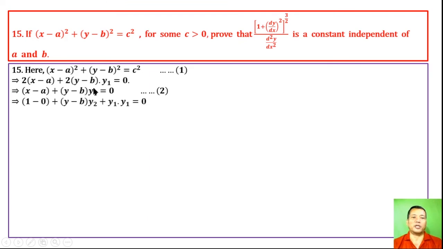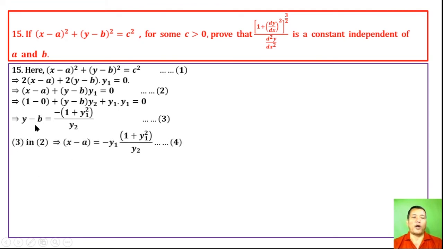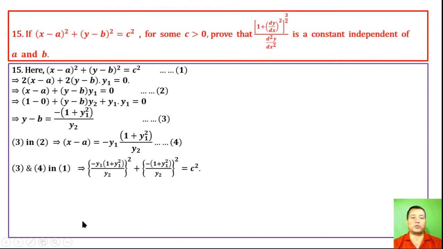And again, differentiating equation 2 with respect to x, we get 1 minus 0. For this, we have to apply the product rule: first function remains unchanged, derivative of the second function, that is y1, whose derivative with respect to x is y2, plus the second function y1 remains unchanged into the derivative of the first function, that is y minus b, which is y1. Solving for y minus b from this equation, we get this, which is equation 3. Using the value of y minus b in equation 2, we get x minus a equal to this, which is equation 4. Putting the values of x minus a and y minus b from 4 and 3 in 1, we get this square plus this square equal to c square.